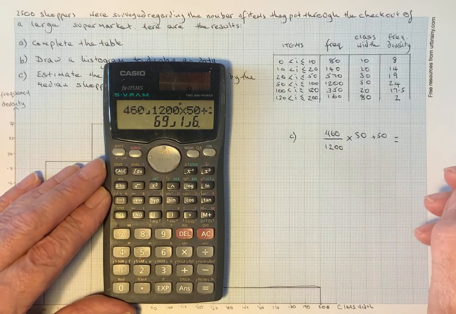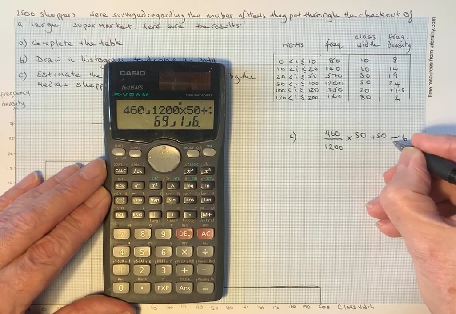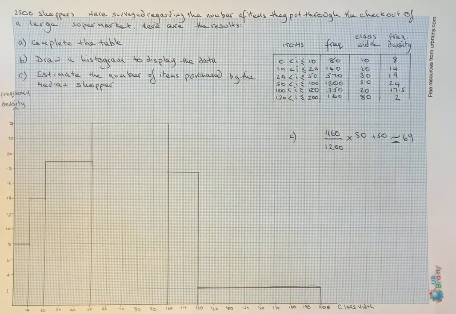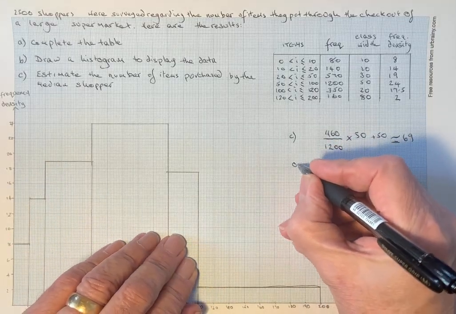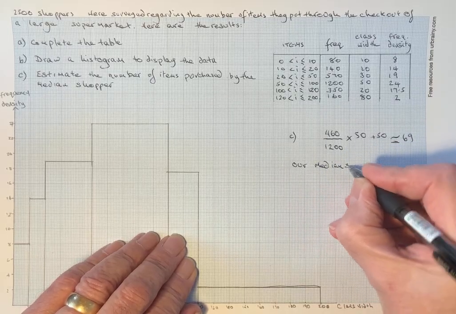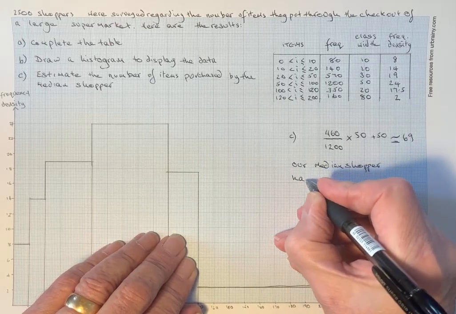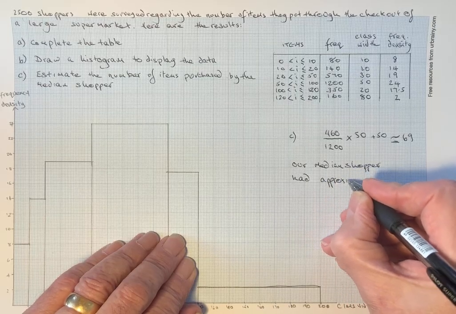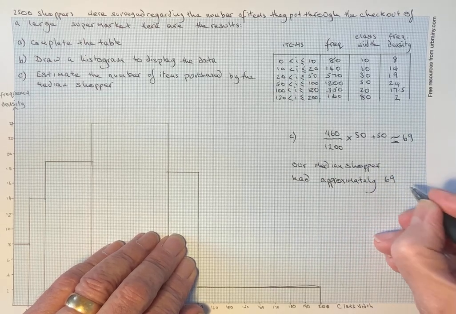Okay, well 1/6 of an item doesn't exist, so this is approximately equal to 69 items. So our median shopper had approximately 69 items.